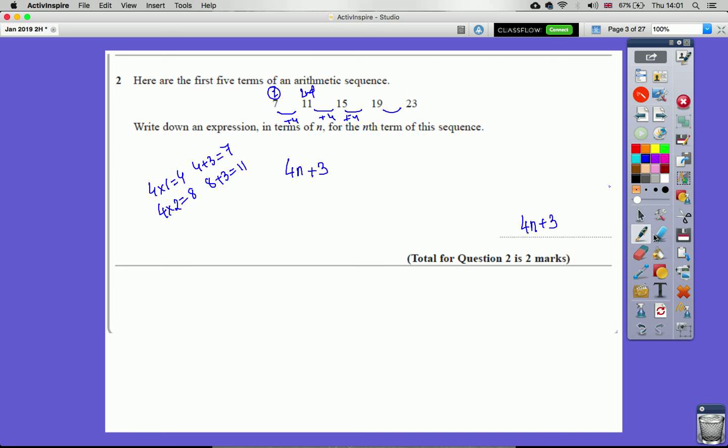Another method of working it out is like this. It's going up in 4, so you write down 4n. Then you look for the term which is before the first term. If you work backwards, that's 19, 15, 11, 7, and that's going to be 3. So you put that 3 with the 4n and you get 4n plus 3 as your nth term of the sequence.